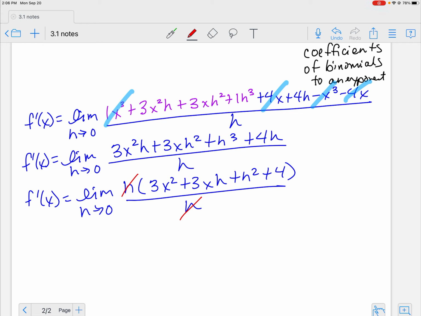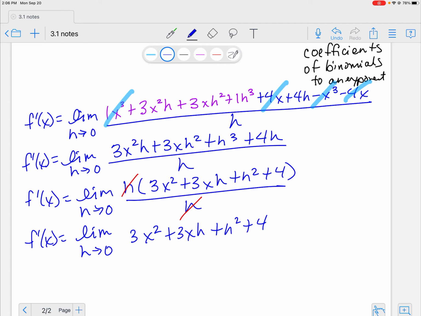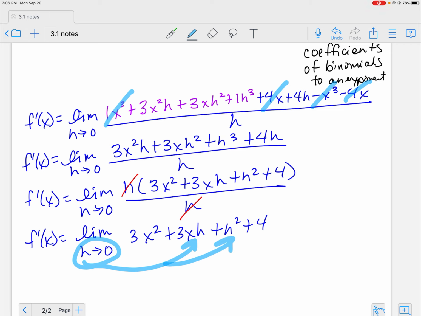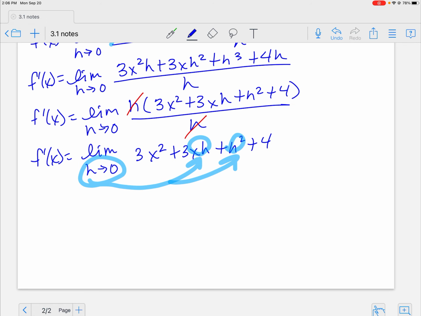Cool, right? Now, when you take your limit, honestly, if you wanted to take your limit at that last step, I would have been super on board with that. I'm rewriting 3x squared plus 3xh plus h squared plus 4, just so you don't have to keep writing it over and over. Now I'm going to plug this in. When I plug in a 0, I'm plugging it in for both of those h's, which means this value becomes 0, and so does this. Which tells me that my derivative here, f prime of x, is equal to 3x squared plus 4.